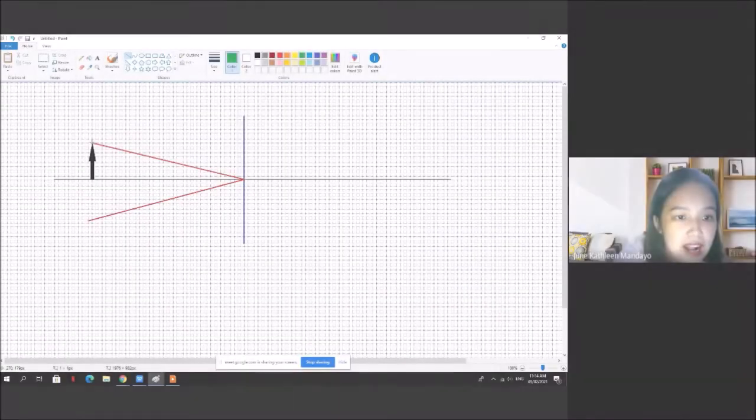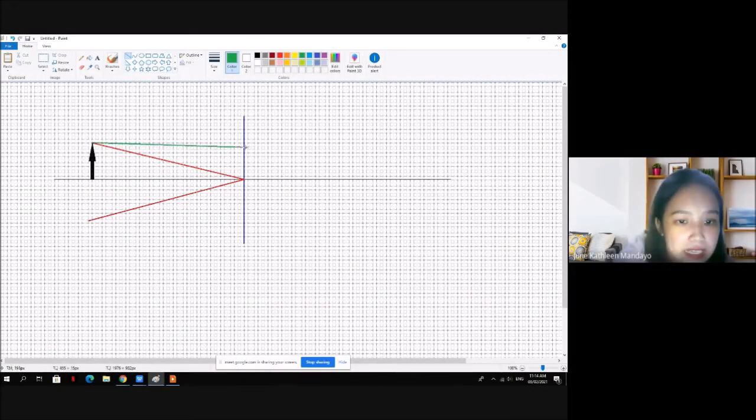From the tip of the arrow, it would have light that is hitting parallel. Okay, parallel to the line of propagation towards the mirror. So kapag parallel siya, ito yung kailangan nyo matandaan.